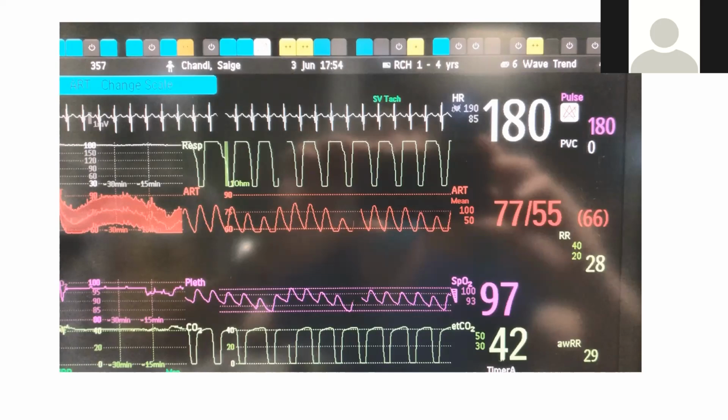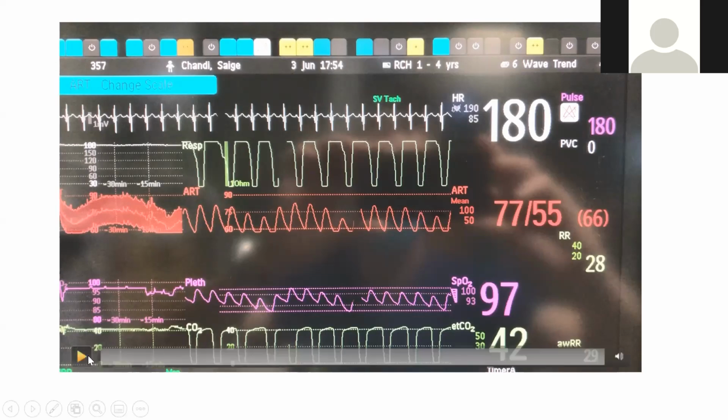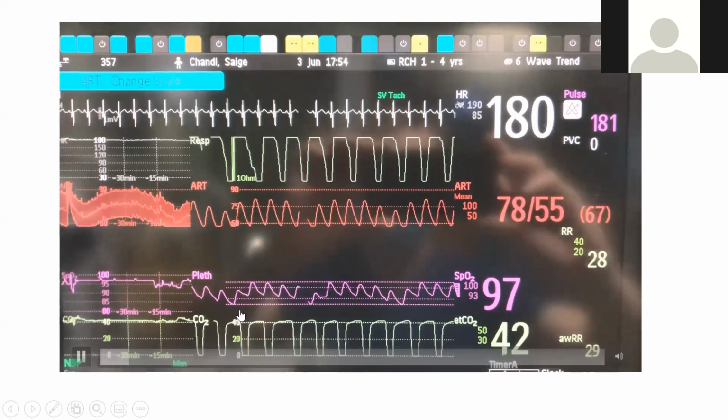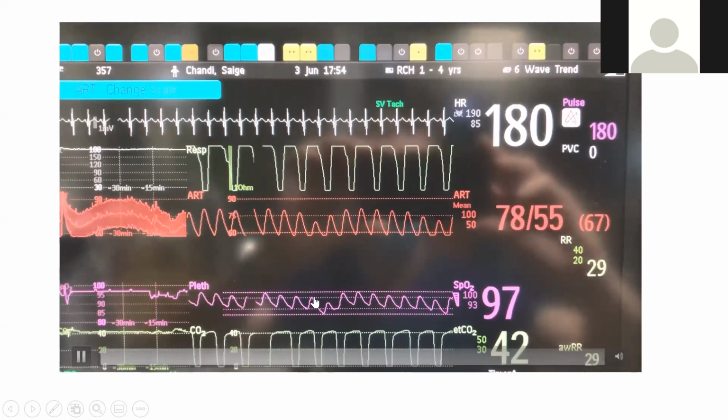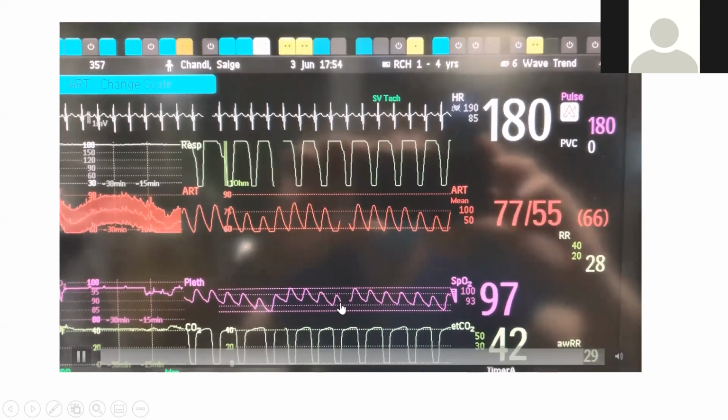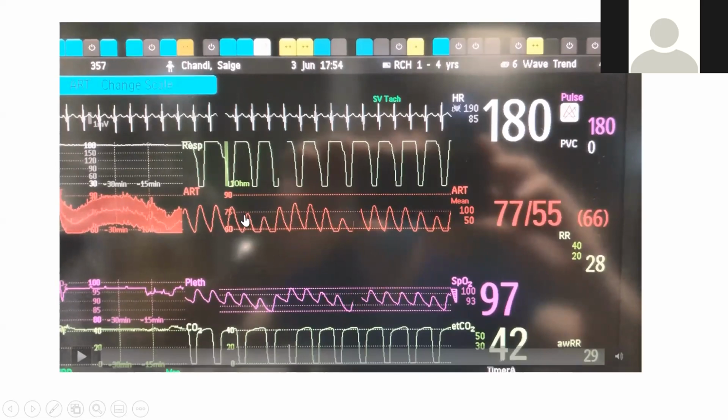Pulsus paradoxus. Very good. Yeah, pulsus paradoxus. And what I'm showing you here is an illustration of pulsus paradoxus. You can see how the oxygen saturation goes up on inhalation and goes down as the child exhales, and then goes up again. And the same with the blood pressure. The blood pressure goes up when the child inhales and then goes down when the child exhales. And why does that occur in pulsus paradoxus?